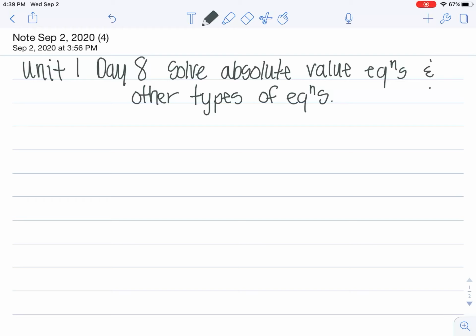Hi guys! Alright, today's going to be Unit 1, Day A, where we're going to solve absolute value equations and other types of equations, okay? So let's do a little review really quick about absolute values.